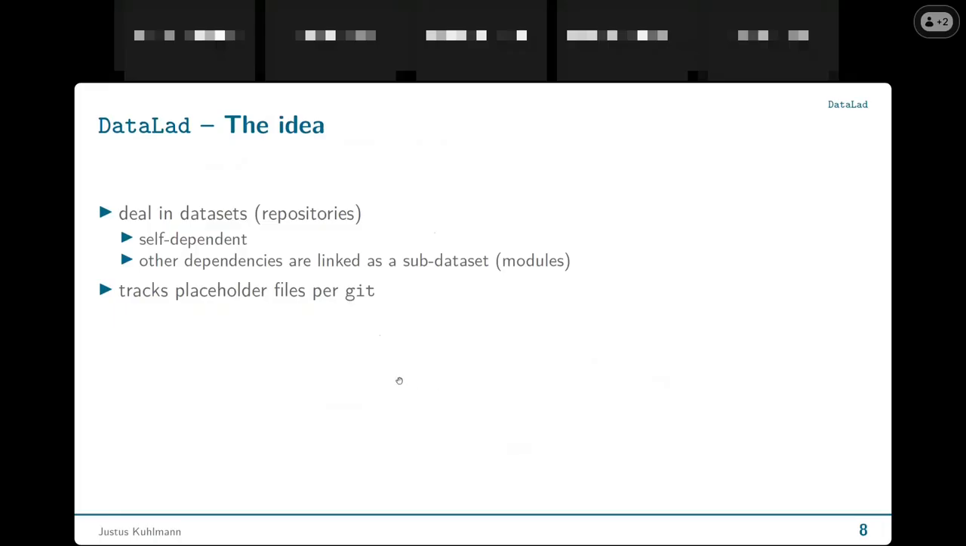So DataLad actually tracks placeholder files per Git and not the files themselves. That's going to be more important for us in the second part of this talk. We see, Git repositories can be seen as a data set in the DataLad sense. So what this tells us is that this distinction between software and data that I just made a few slides ago is a little blurry here, right? So, as I said, for example, source code can also be viewed just as data in the end.